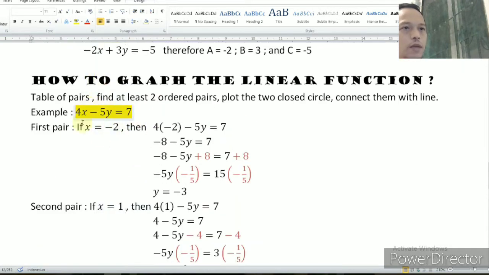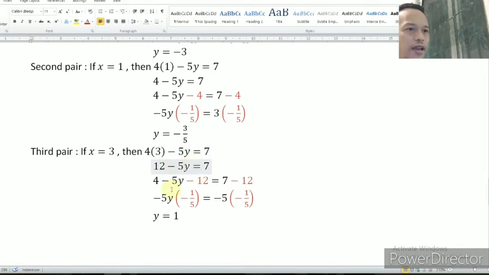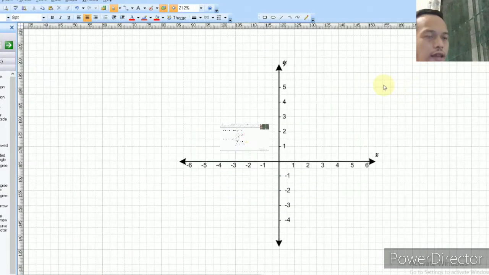Again, I will substitute x by 3 here, and then with the same exact steps, I will find that y equals 1. Now this is better. We have integers for the ordered pair, both the x and the y, which is easier for us to plot. Then let's plot it.